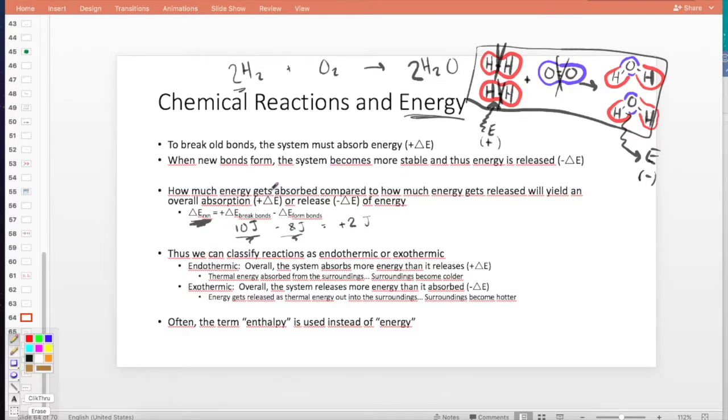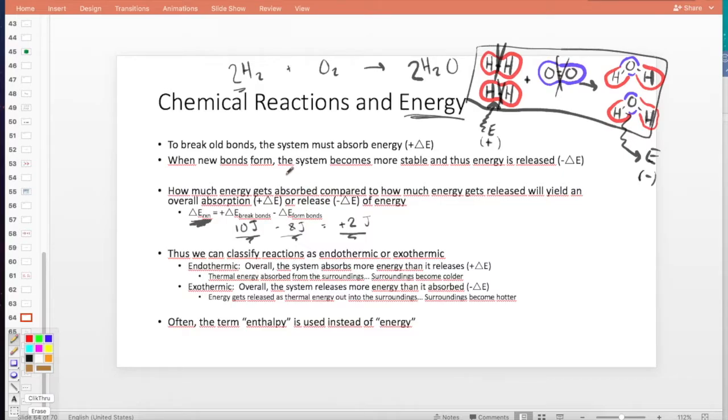Now, where does that energy come from? It comes from the surroundings, and it will always flow into the system as thermal energy. So thermal energy basically gets sucked in from the surroundings, and therefore the surroundings would actually become colder. These are things that you must know about an endothermic reaction. In an endothermic reaction, the system has absorbed energy overall from the surroundings. Therefore, the surroundings get colder. It took more energy in to break the old bonds compared to forming the new bonds.